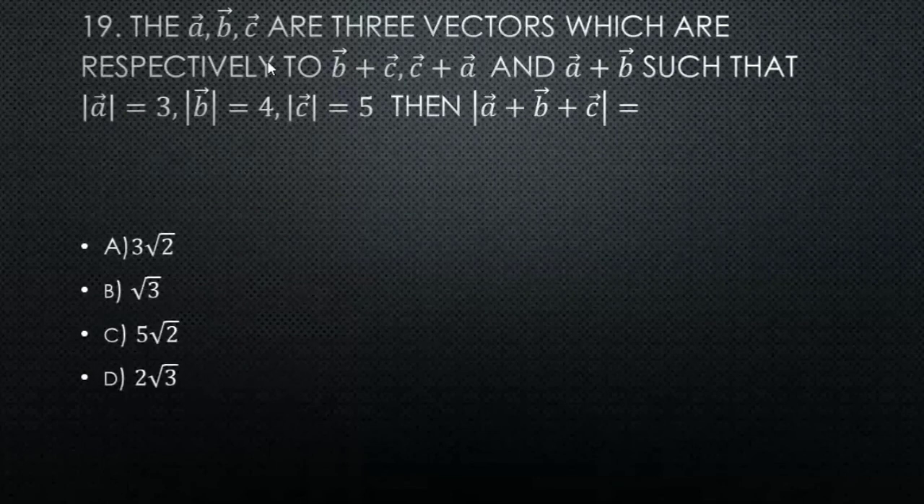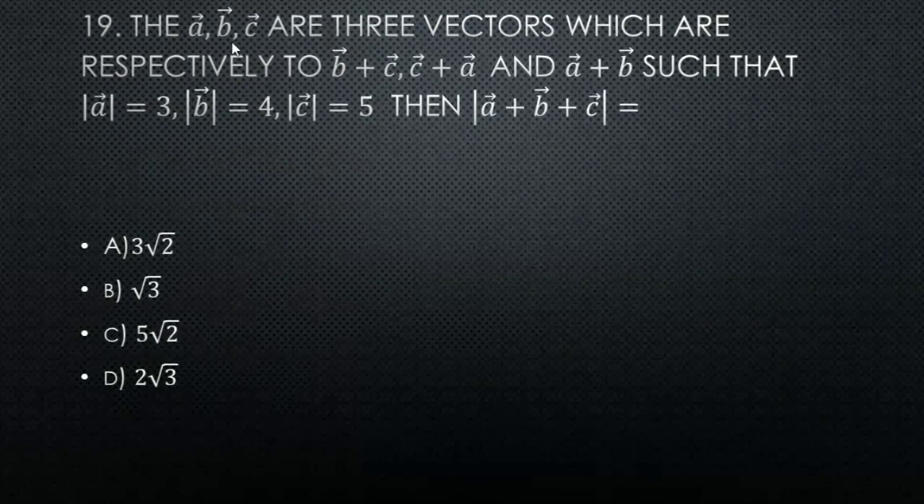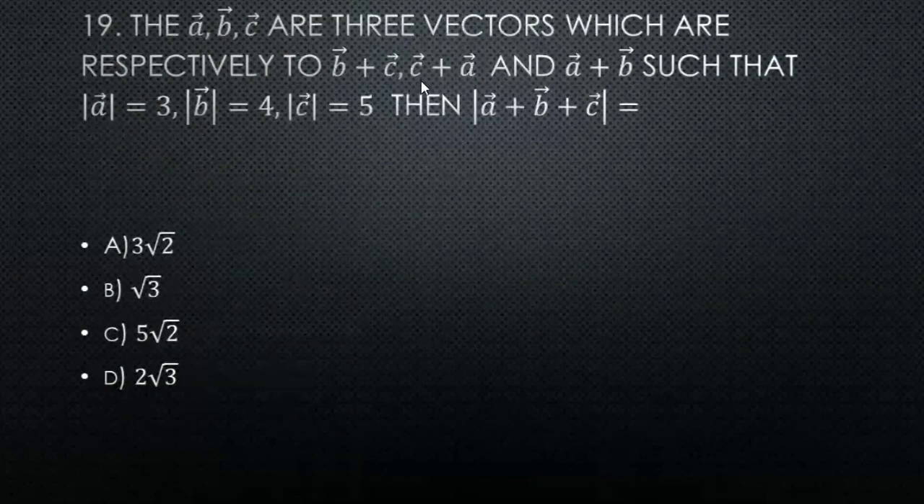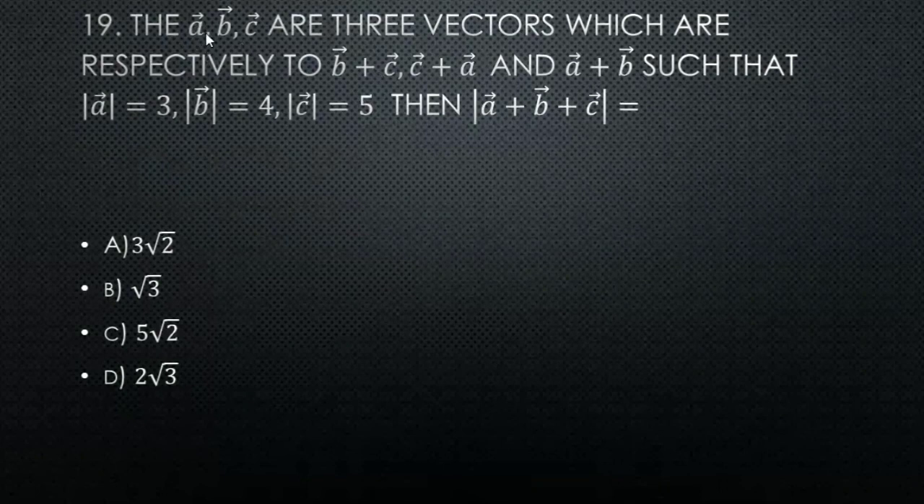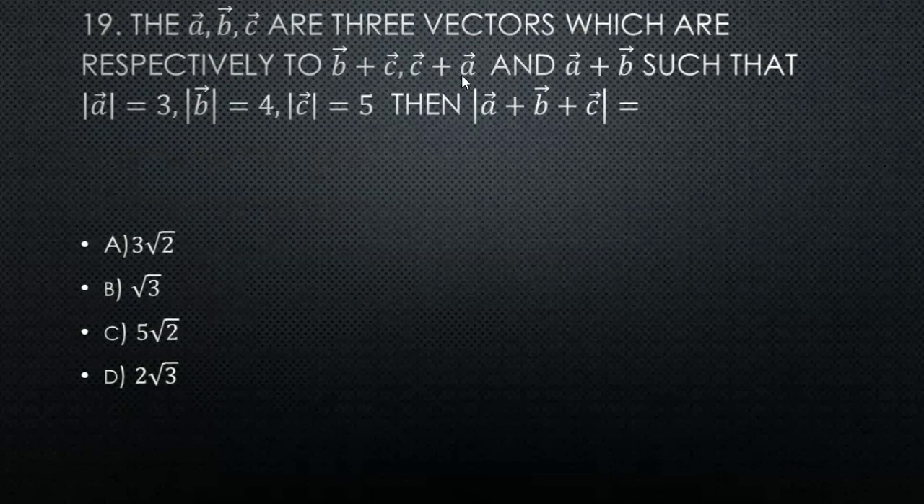No, here the question should be: A vector, B vector, C vector are three vectors which are respectively perpendicular to B vector plus C vector, C vector plus A vector and A vector plus B vector. Since they are perpendicular, the dot product of that should be equal to 0. I can write A vector dot B vector plus C vector will be equal to 0. B vector dot C vector plus A vector will be equal to 0. Then C vector dot A vector plus B vector will be equal to 0.